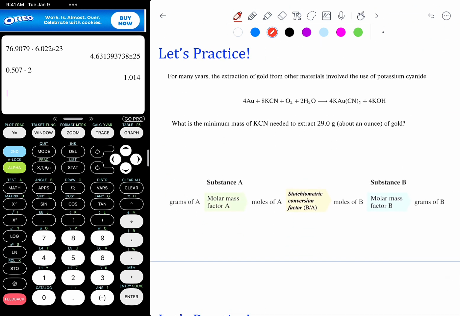Let's try the next one. For many years, the extraction of gold from other materials involved the use of potassium cyanide. That's KCN. What is the minimum mass of KCN needed to extract 29.0 grams of gold? Remember, gold is Au. So we're starting at grams of A. We want to get to grams of B. So what I want you to do is attempt this problem independently and then come back to the video to check your work.